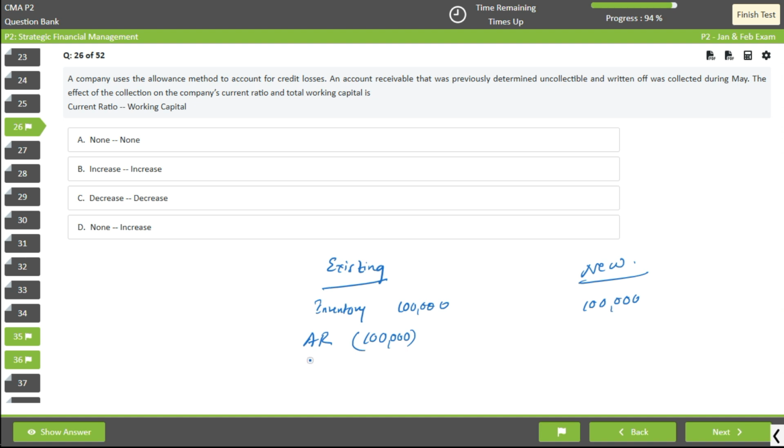We had 100,000 of accounts receivable. Now we have allowance for uncollectible, which is 7,000. So what will be your total accounts receivable? That is going to be 93,000. And your cash is 17,000. So your total current assets is 210,000.